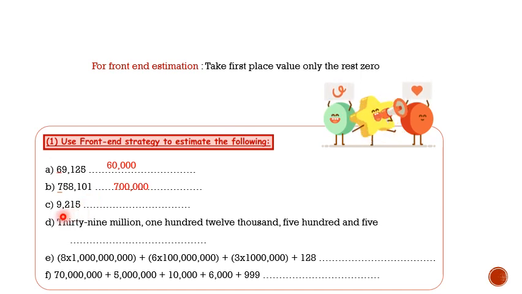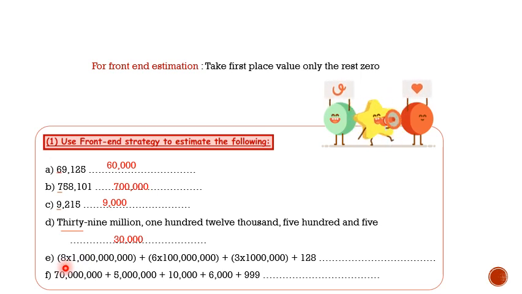Next example we have 9,215. So I have 9 in thousands, so it will be 9,000. This number I have in word form. I don't care how long the number is, I only take the first place value I have here, 30 in million, so it will be 30 million.